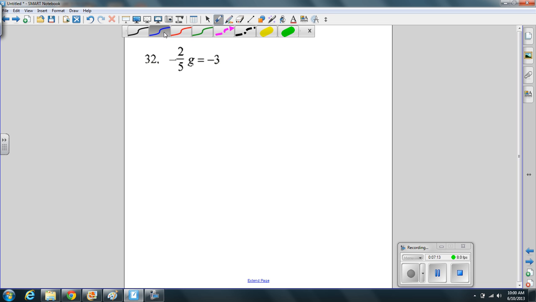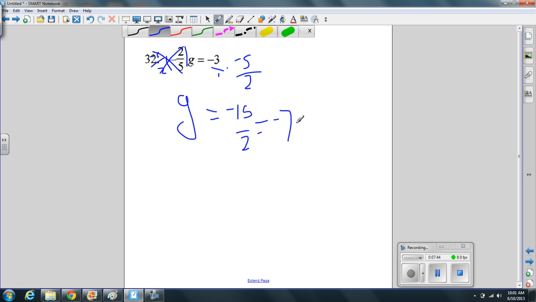32, again, we want to isolate g. So I'm going to multiply both sides by negative 5 over 2. Okay, I'm going to take this side and multiply it by negative 5 over 2. I'm using the reciprocal. So these cancel out, leaving me with g equals negative 15 over 2. And remember, 2 goes into 15, negative 7 whole times, 1 out of 2 left over.